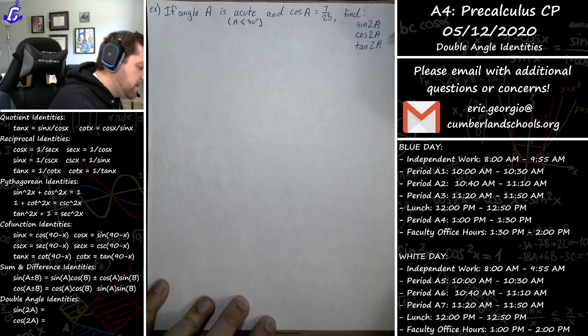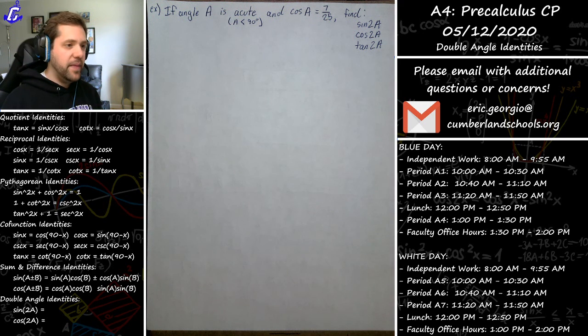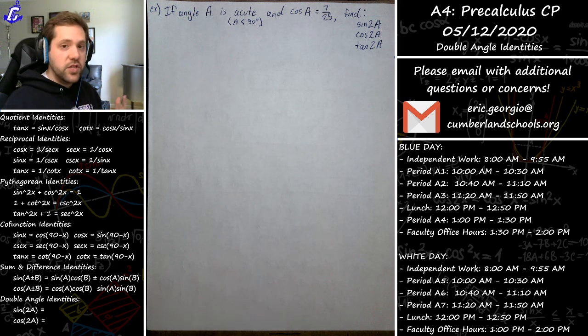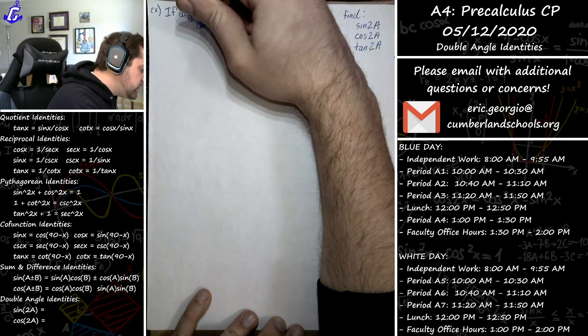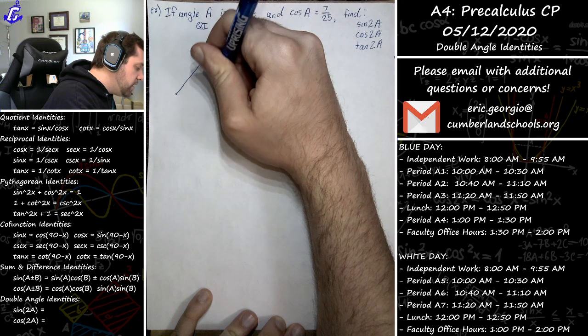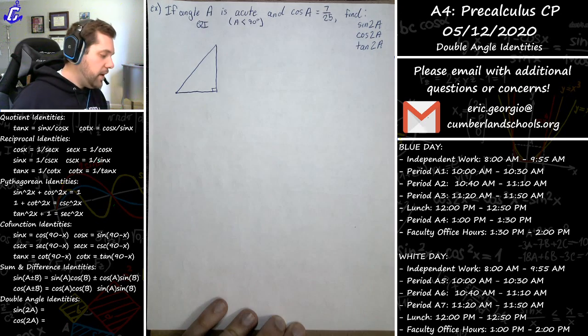Oh boy. So consider a problem like that, saying that if angle A is acute and the cosine of A is 7 over 25, let's find the sine of 2A, cosine of 2A, and tangent of 2A. Well, first things first, let's draw a triangle, just like we saw before. We know that A is in the first quadrant, so from the center of our circle, we go up to the first quadrant and construct our first quadrant triangle that looks just like that.